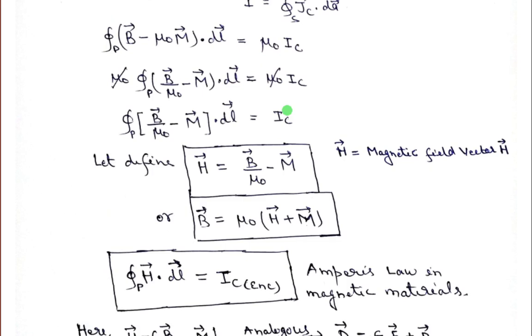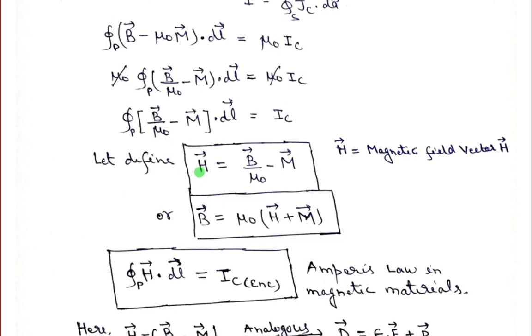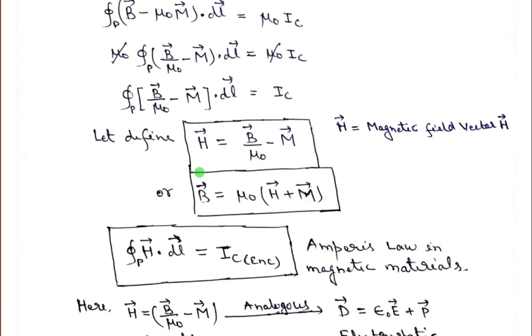Now I will introduce a new quantity here, and this is a very important quantity. I will define a new quantity, that is H vector. Remember, I am calling this H vector, capital H vector. So this is equal to B vector upon mu 0 minus M. This H vector is quite similar to what we defined in electrostatics in dielectrics, that was the displacement vector. But here we are not calling this displacement vector, we will just call it H vector.